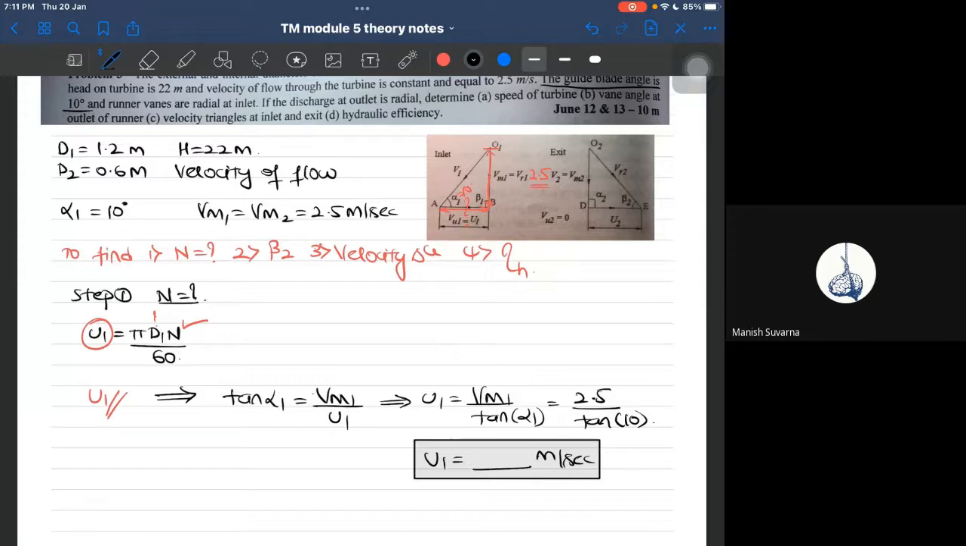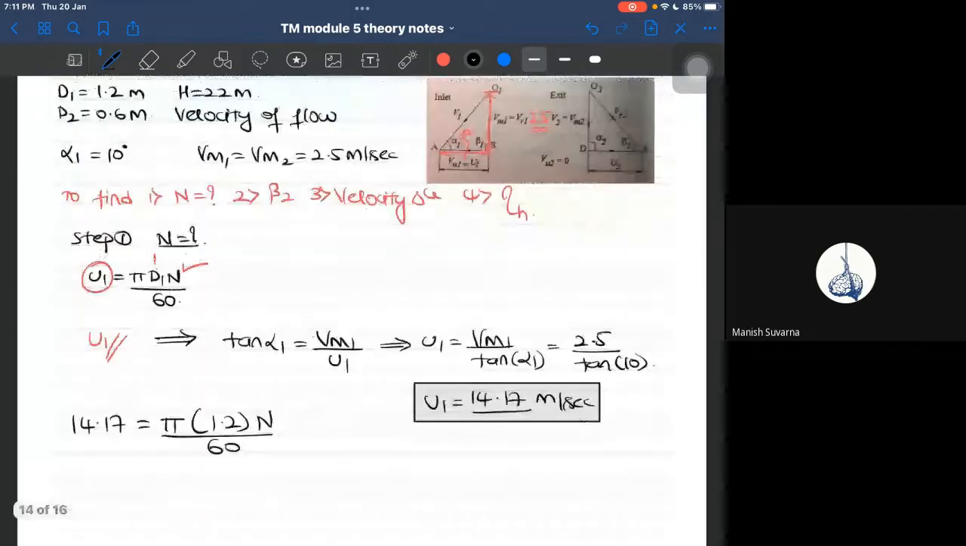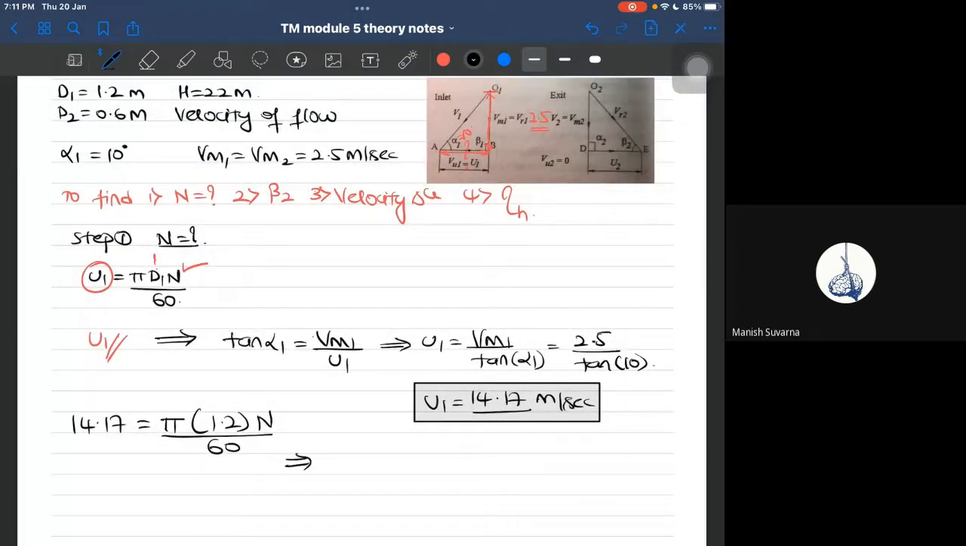Very good. So 14.17 is the value of u1. Now, once the u1 is calculated, I can use this formula. So 14.17 is equal to pi into d1, the value was 1.2, into n divided by 60. So from this, what is the value of n I am going to get? Whatever I get, that would be in RPM.